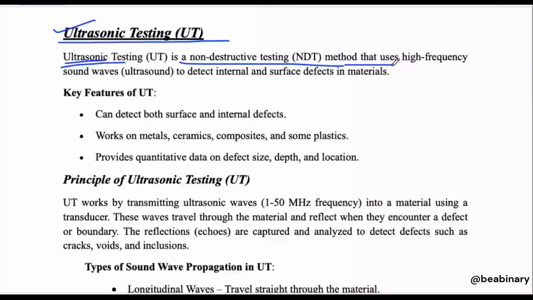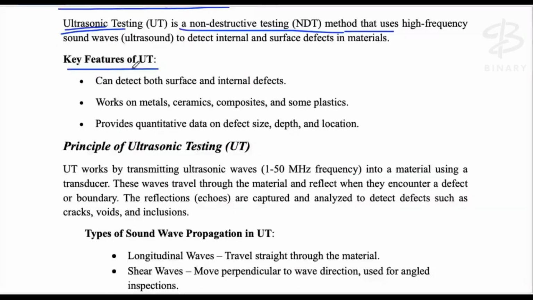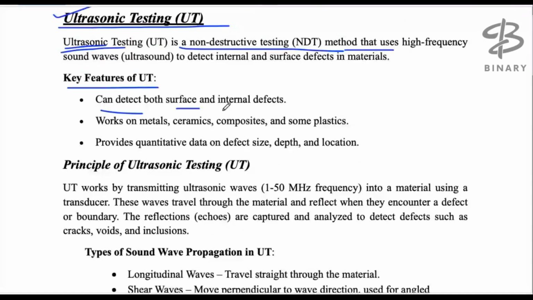The key features of UT, ultrasonic testing: it can detect both surface and internal defects. Why? Because it is a wave that we are using to detect the damage or defect. So the wave can pass through the material, and the wave can go out of the material. If you are just having a sound, that may cross through the wall.